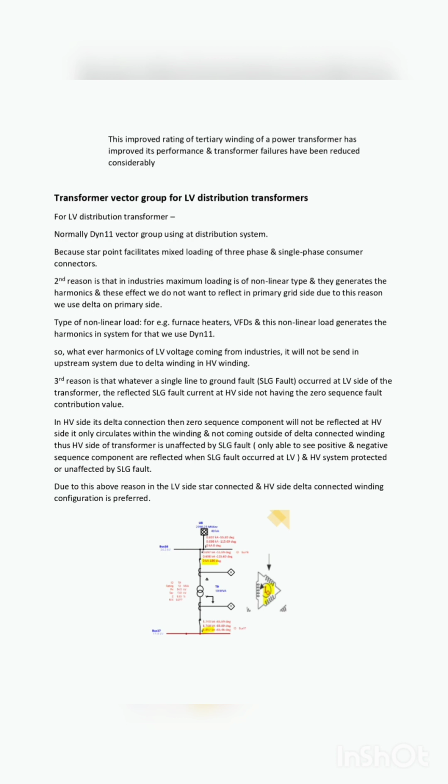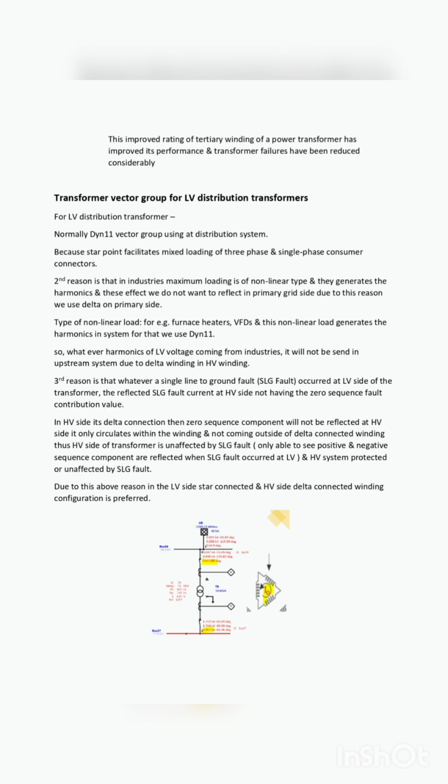For LV distribution transformers, normally the Dyn11 vector group is used in distribution systems. Because the star point facilitates mixed loading of three-phase and single-phase consumer connections. The second reason is that in industries the maximum loading is of nonlinear type and generates harmonics, and we do not want these effects to be reflected to the primary grid side. Due to this reason we use delta on the primary side.